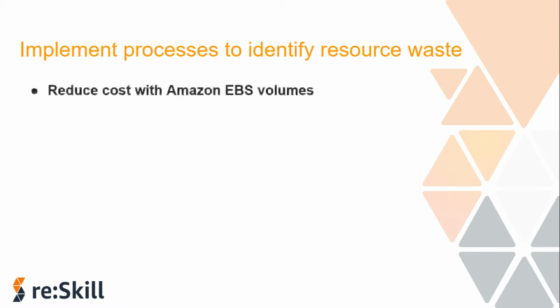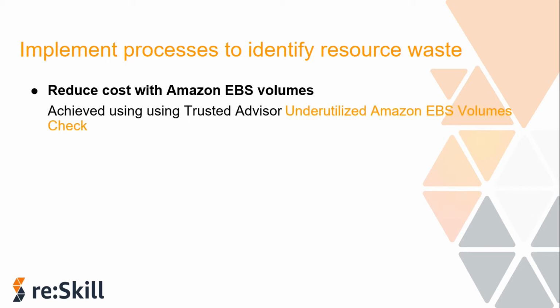So here we can reduce the cost with Amazon EBS volumes. How? The EBS volumes that have very low activity, less than, let's say, 1 IOPS per day over a period of 7 days, indicate that they are probably not in use. And we can identify these volumes using a check that is available in Trusted Advisor, which is the underutilized Amazon EBS volume check. To reduce the cost, first snapshot the volume, maybe in case you need it later, and then delete these volumes. You can automate the creation of snapshots using the Amazon Data Lifecycle Manager as well.